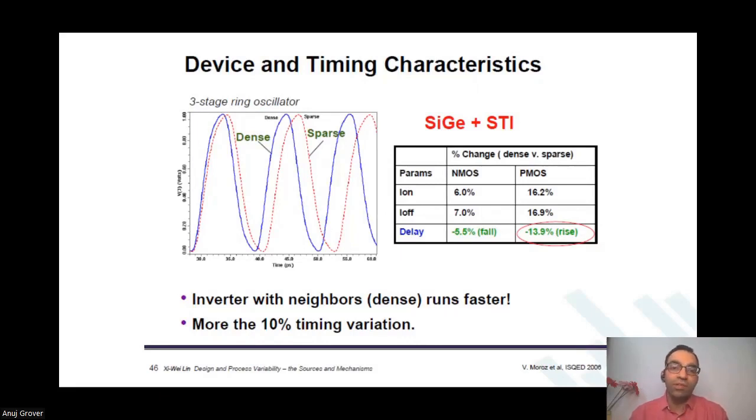And look at this. This is the result of the final simulation in terms of a ring oscillator. The dense ring oscillator operates at a higher frequency than the sparse one. Overall, we saw that there is more than 10% timing variation just because of this effect. So it means that stress is changing the device characteristics itself.